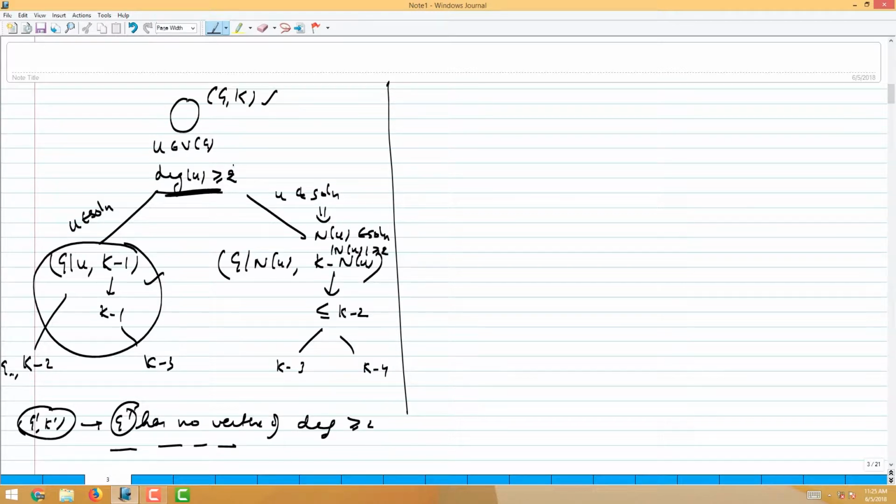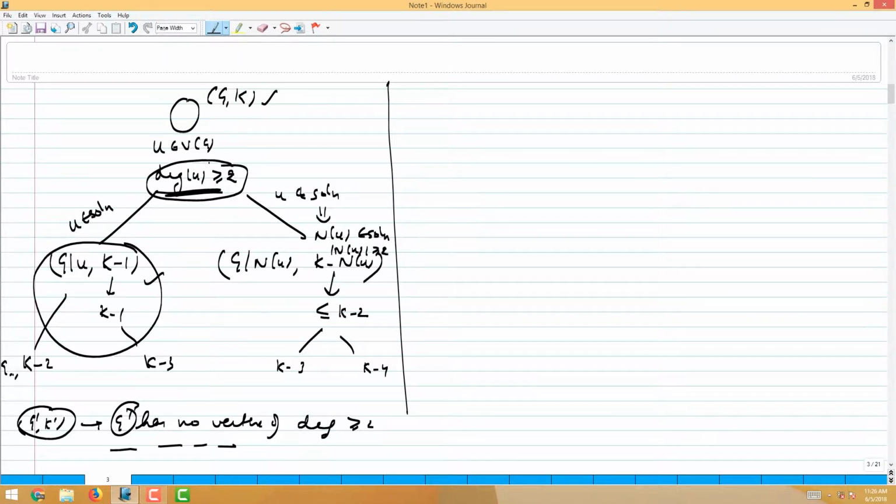Again, the total running time of this algorithm will be the total number of vertices in this branching tree times the time taken at each branching node. Note that at each internal node, what are you doing? You're checking if it has a vertex of degree at least 2. Can you do it in polynomial time? Just go and check the degree of every vertex. And if you find one such, branch on it.